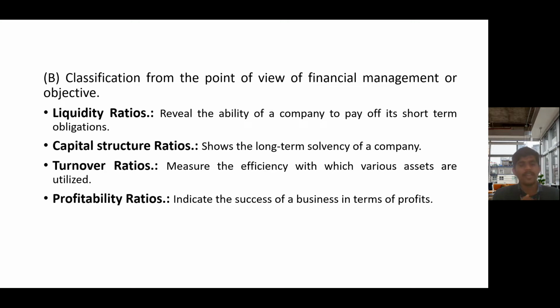Next is profitability ratios. So profitability ratios tell us the success of a business in terms of profit. So how much profit is earned by a company, what is its previous profit, what is its current profit, what will be its coming profit. This will be analyzed based on certain expenses and certain measures, by which we can understand the profitability ratios of a business, right? So this is about the 3.2 subunit, which tells us the complete classification of ratios.